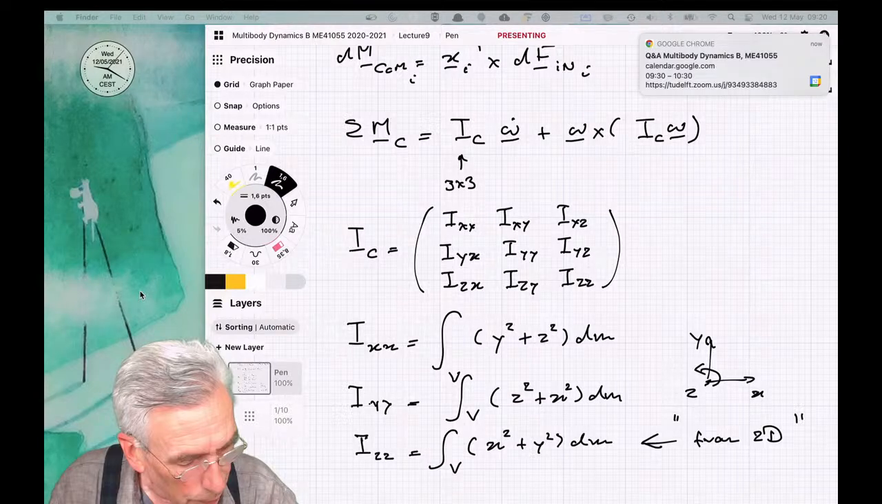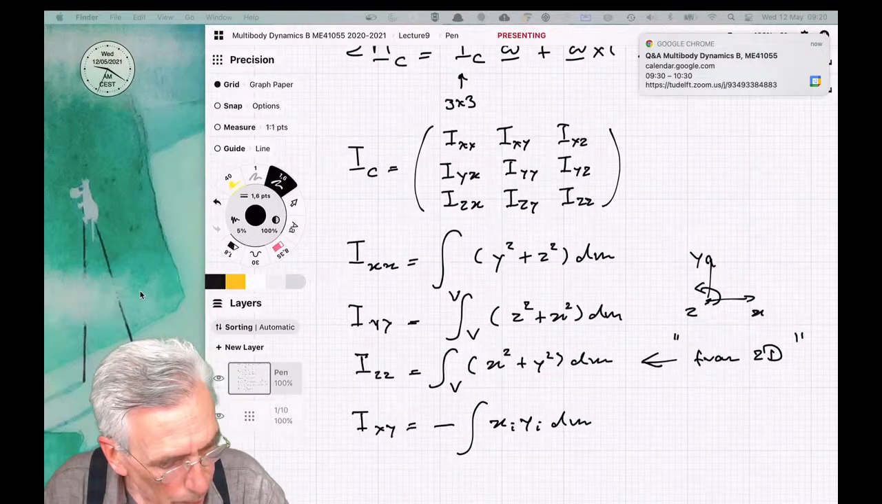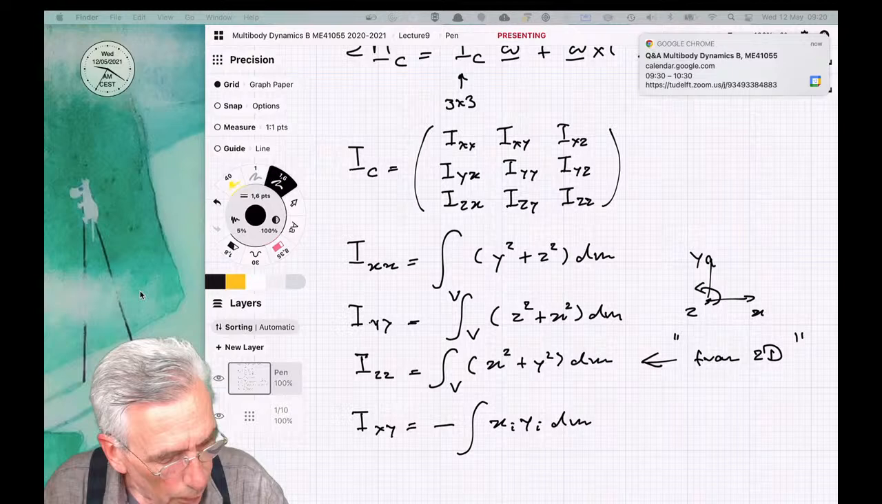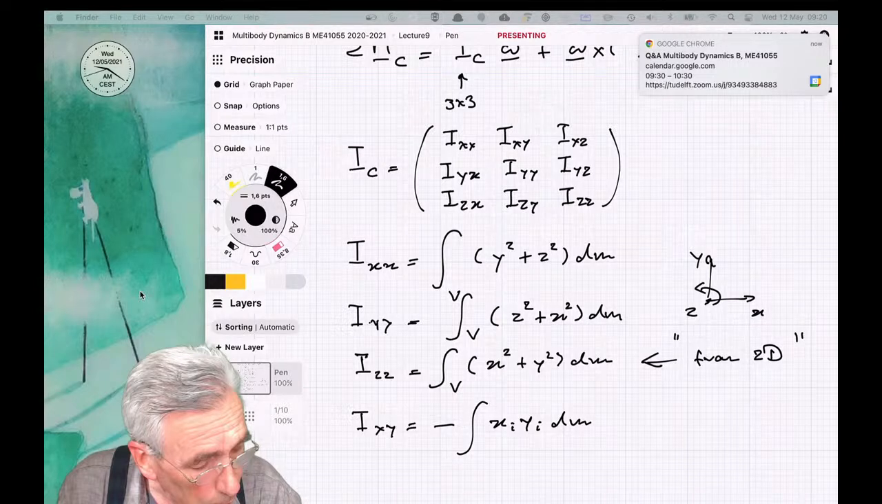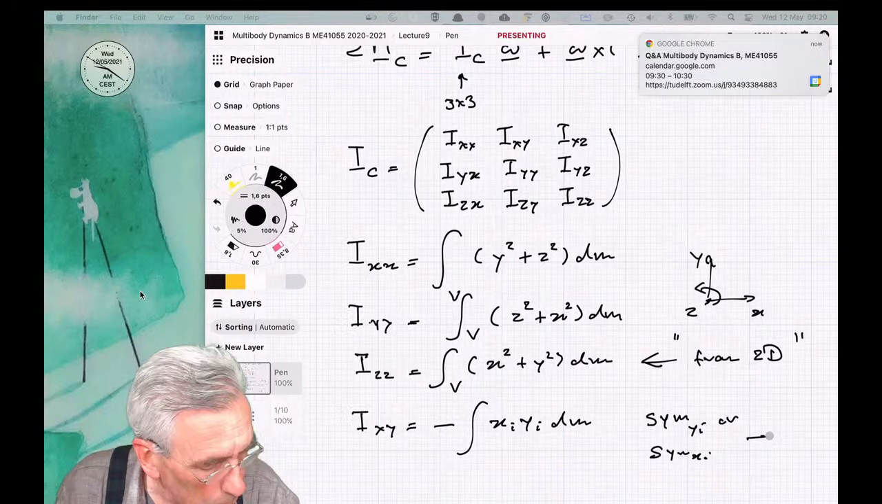Well, for instance, Ixy is, and now I hope you will remember, minus the integral of xi yi dm. I once made a mistake here, and I'll never forget. So it's just the indices x times y times dm, like these cross product terms. Note that if a body is symmetric about the y-axis or the x-axis, then these terms are 0, because you have exactly the same contributions in one direction as the other, and this will drop out.